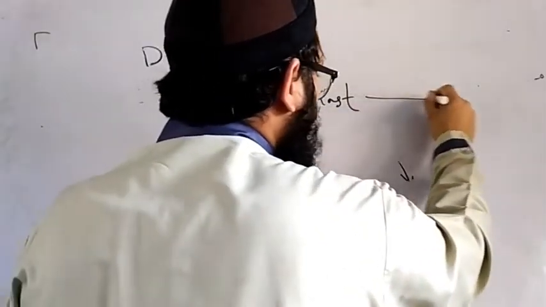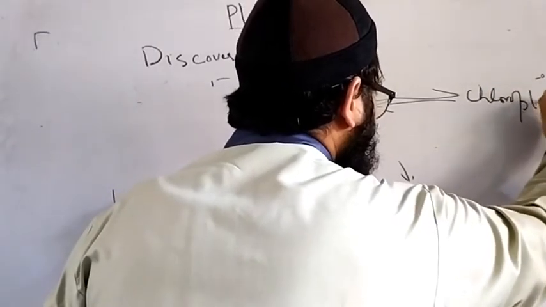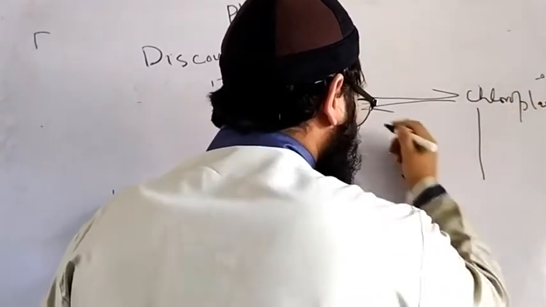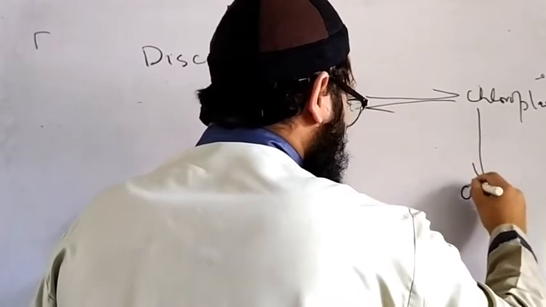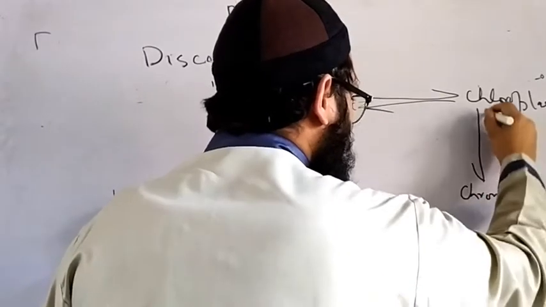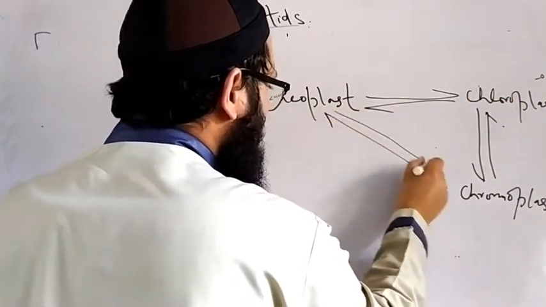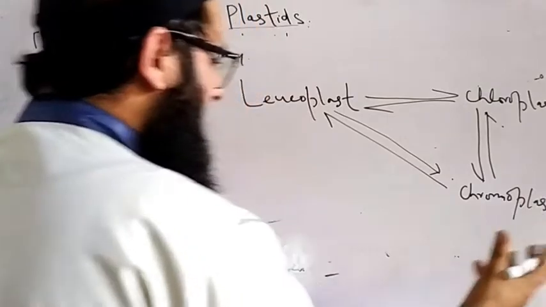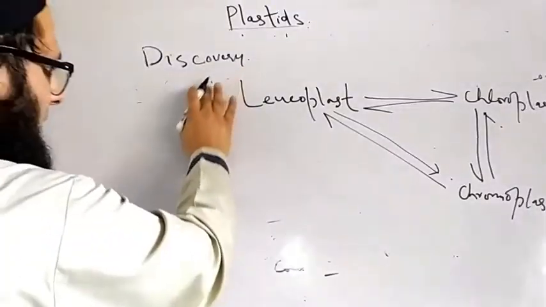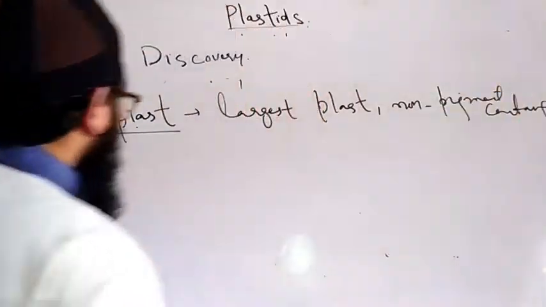He said they can be interconverted: chloroplast into chromoplast, and back into leucoplast. So they can go for interconversions into one another. It was also given by Schimper. Leucoplasts do not contain any pigment, right?